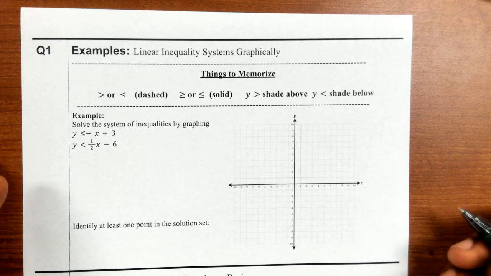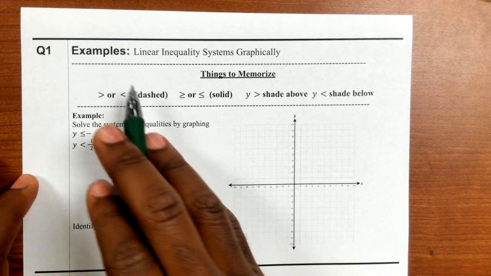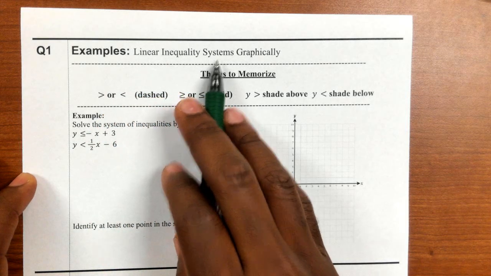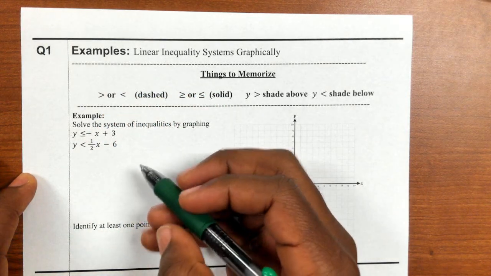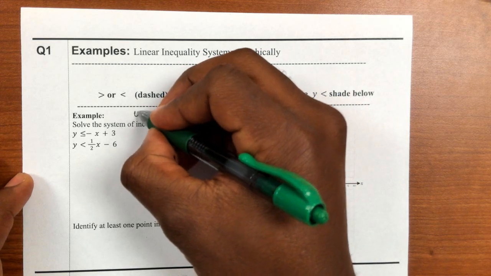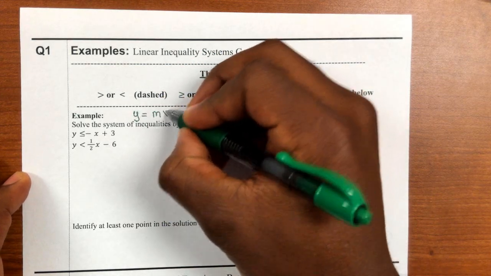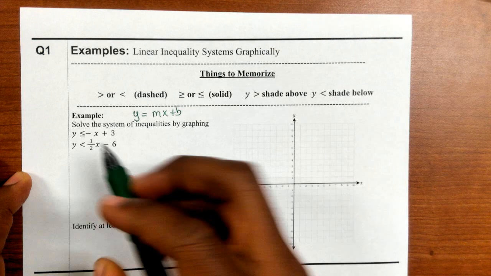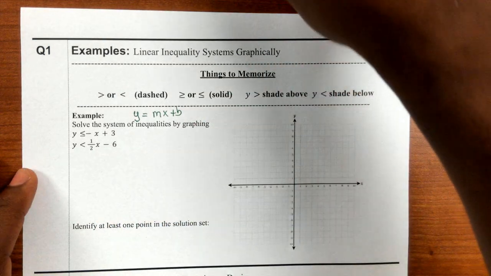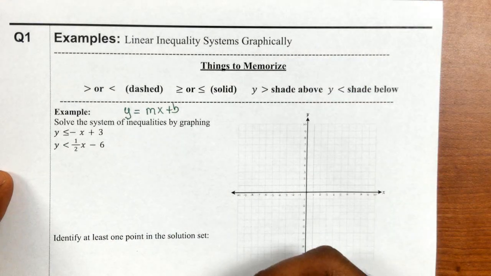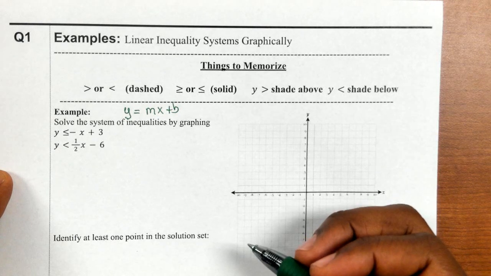Unit 7, question number 1. Question number 1 wants us to graph the linear inequality, okay? So whenever you're graphing, you need to make sure that your equation is in the form y = mx + b, okay? When we look at our two equations, they both are in that form, okay? So now we're going to go ahead and try to graph it.